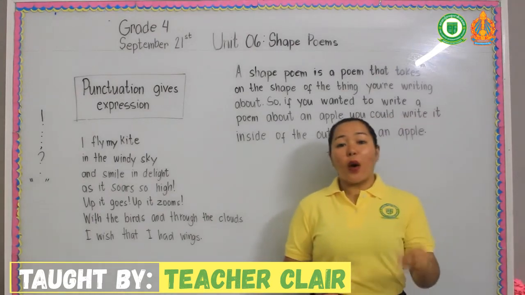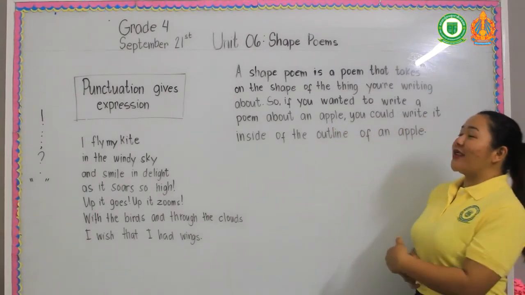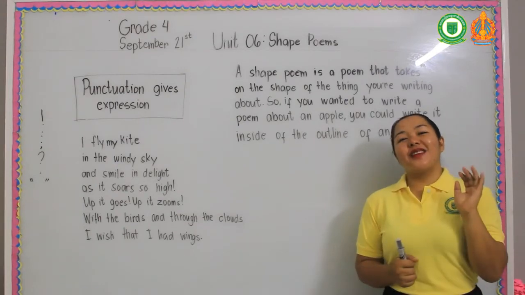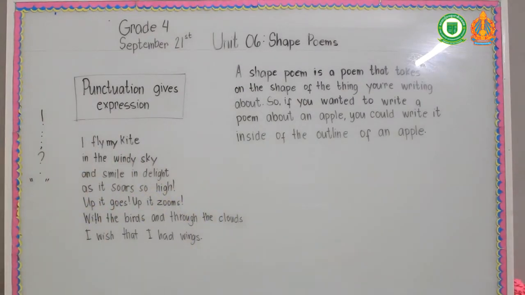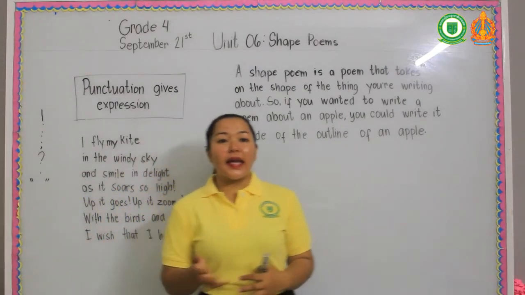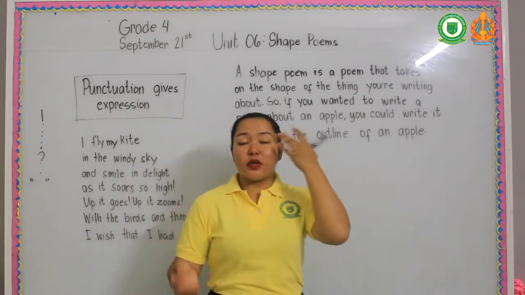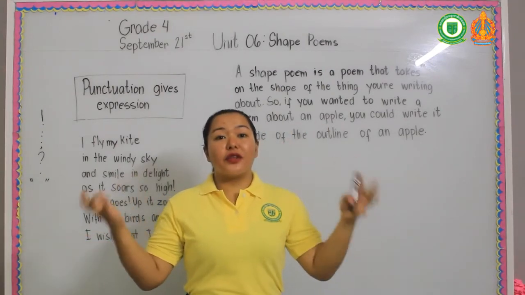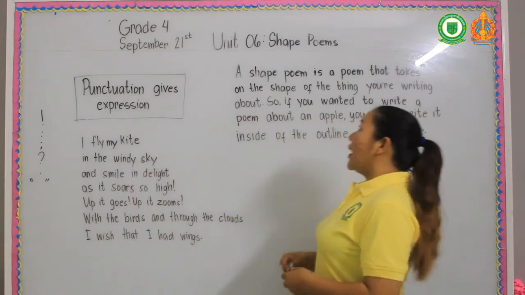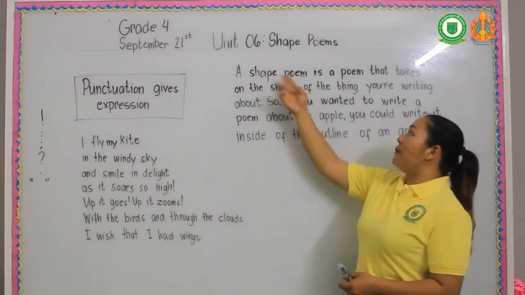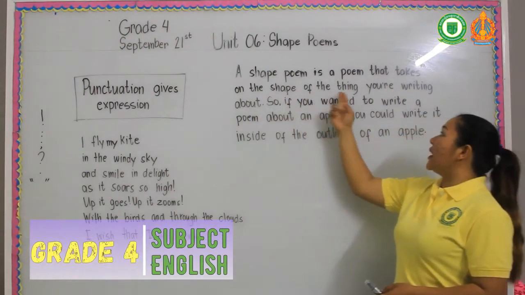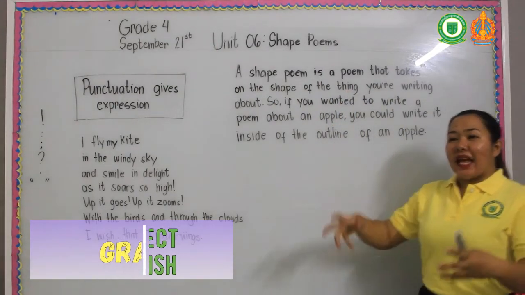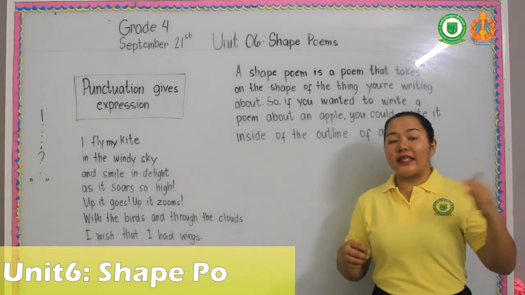We're still talking about poems, and today we are going to learn about shape poems. It's fun. When I was reviewing this topic, I actually remembered the times when I was drawing and at the same time making a poem. So you will find out about it after this presentation. So what is a shape poem? A shape poem is a poem that takes on the shape of the thing you're writing about.